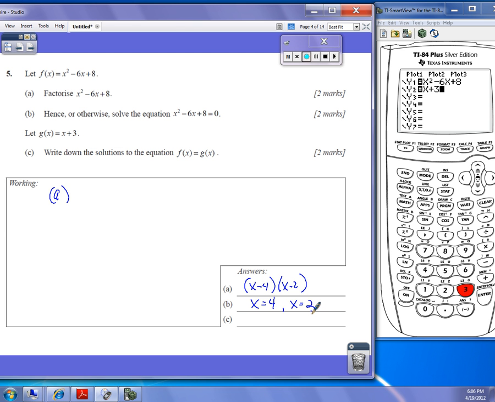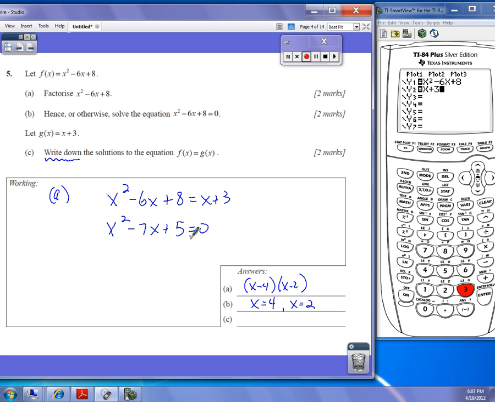Then they say that there's a separate second function, g of x, and they tell you to write down the solutions. Now you could spend some time solving this algebraically. I'll just show you how to do it, and then I'm going to tell you not to do it. x squared minus 6x plus 8 is equal to x plus 3, and then set this equal to 0, so x squared minus 7x plus 5 is equal to 0, and now we're looking for two numbers to multiply to 5 and add to -7. There aren't any, and you would use the quadratic formula.